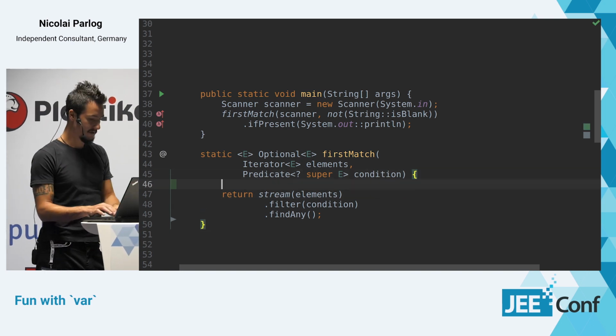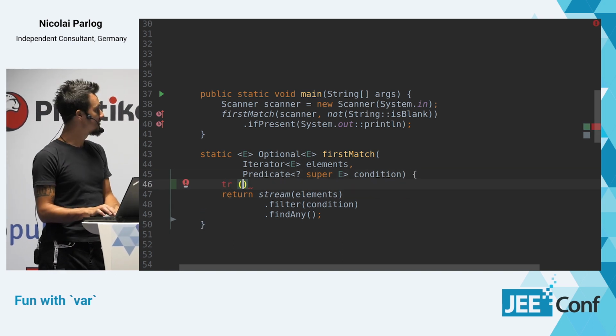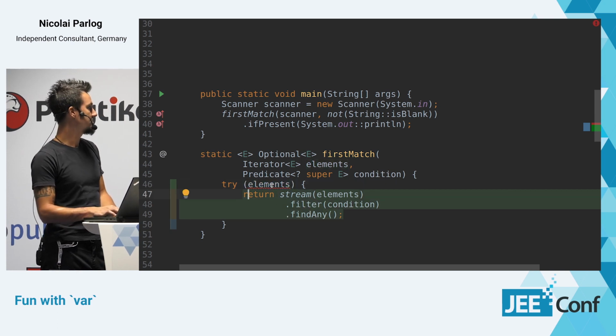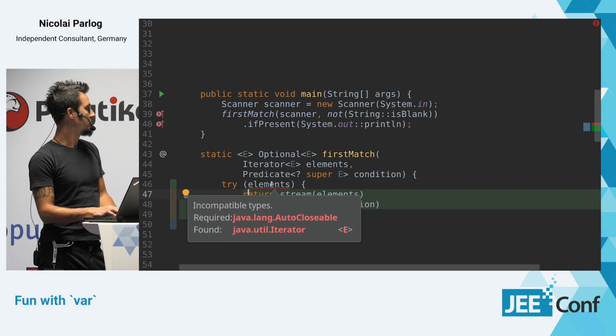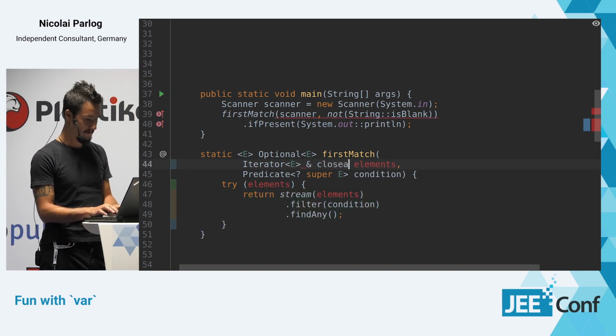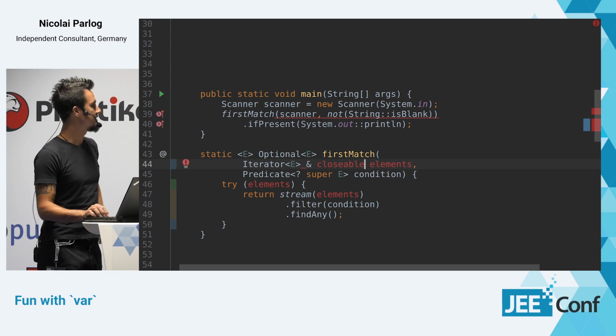So what you would like to do is this. You would like to close elements. And if you're not on Java 9 plus yet, you might wonder, wait, don't I have to reassign here? You don't have to reassign anymore if this variable is never changed. But it doesn't work because elements is not closable. So what now? What you would have is something like this. That would be neat, but that doesn't work.